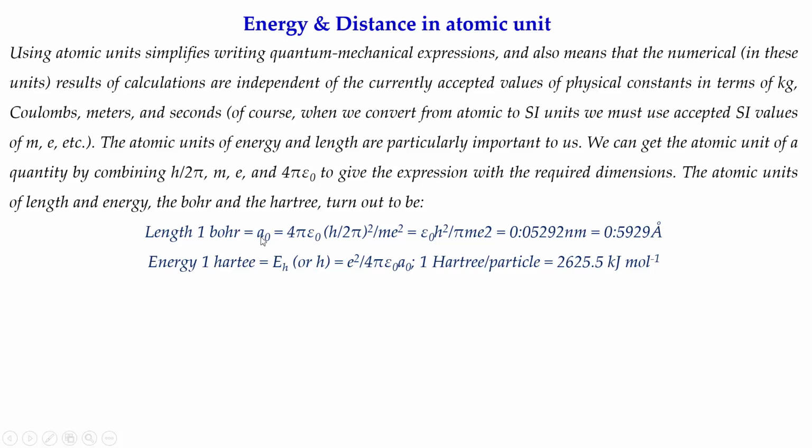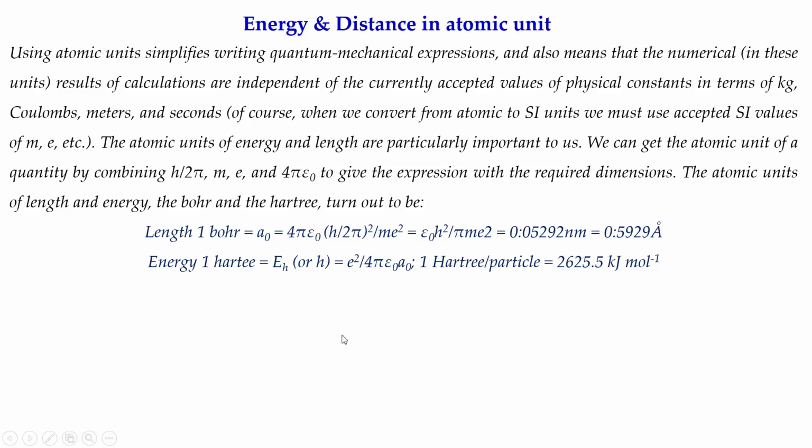Okay, so 1 Bohr, a0, is equal to 4 pi epsilon 0 times this form, which is 0.0529 nanometer, or 0.529 angstrom. And energy will be in Hartree, and if you transform this to kilojoules, you will get 2625.5 kilojoule per mole. Okay, so when you do the computation using a program in lab class, we will get the energy in Hartree units, or length in Bohr units.